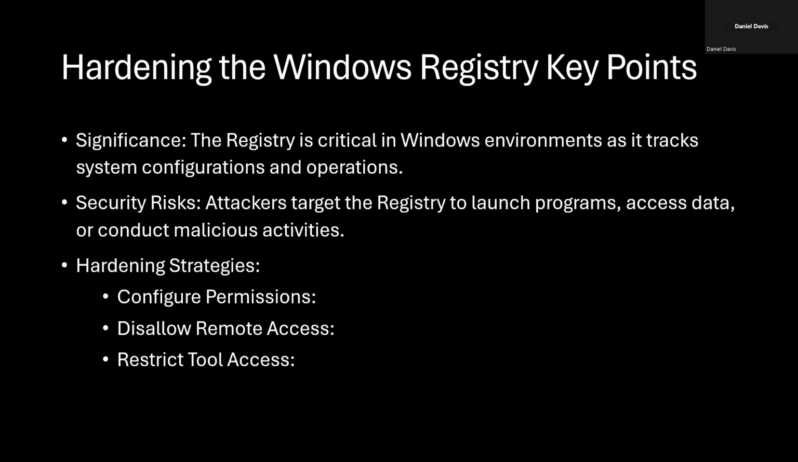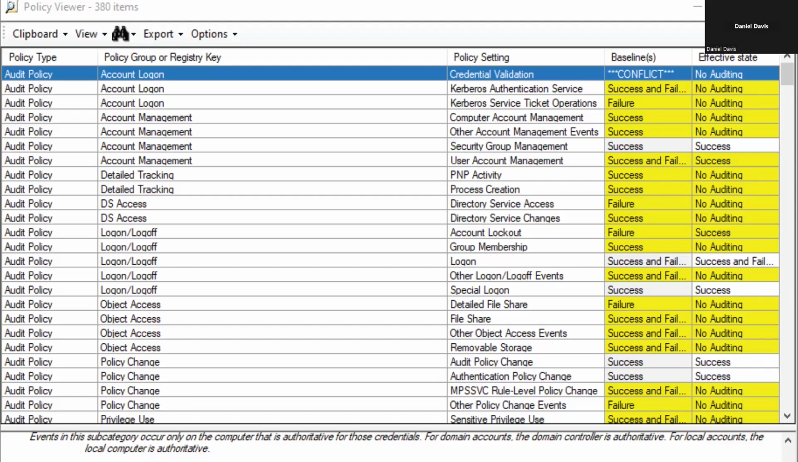Again, one of the key roles for the registry is to track system configurations and operations. Attackers can target the registry to launch programs, access data, and conduct malicious activities. Key strategies we can use to harden the registry: configure permissions, disallow remote access, restrict tool access. As a system administrator or a security administrator, something you may deal with a lot is group policy. Essentially, group policy allows centralized management of Windows settings through group policy objects.